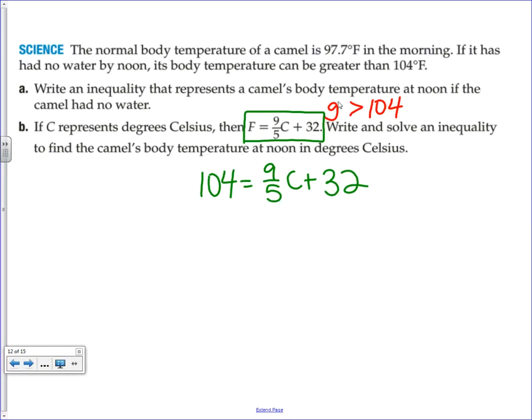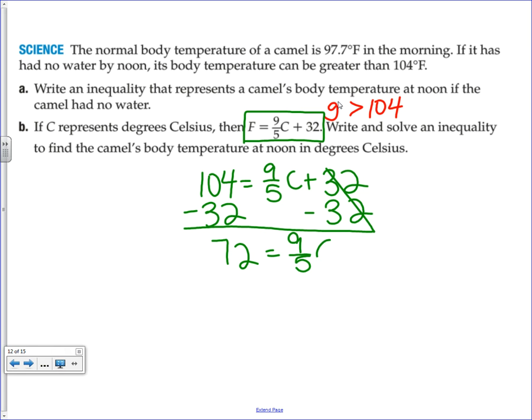Now, before you start here, I want to make sure nobody makes this mistake. If you're going to isolate, what are you getting rid of first? The 32 has to go first. So go ahead, get rid of the 32, and then get rid of the 9/5. How do you get rid of the 9/5? You're going to divide it. And this is where we hope it's a nice number. 40.